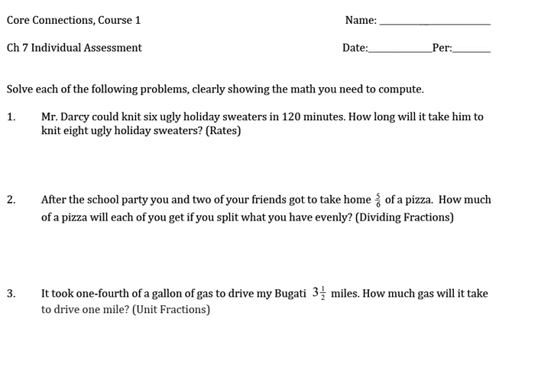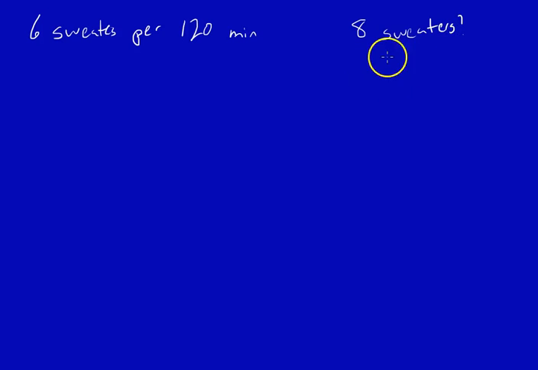So the first question says, Mr. Darcy could knit 6 ugly holiday sweaters in 120 minutes, and they want to know how long it will take him to knit 8 ugly holiday sweaters. So we are going to grab our numbers here. It's 6 sweaters per 120 minutes, and we want to know how long it takes to do 8 sweaters. So that's our question. We know how many sweaters, we want to know how many minutes.